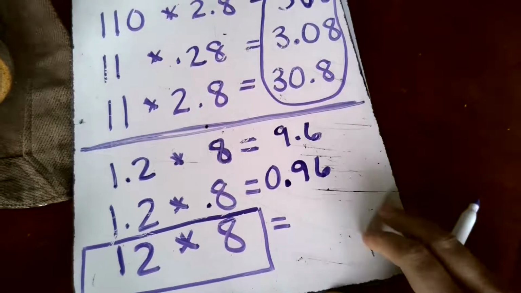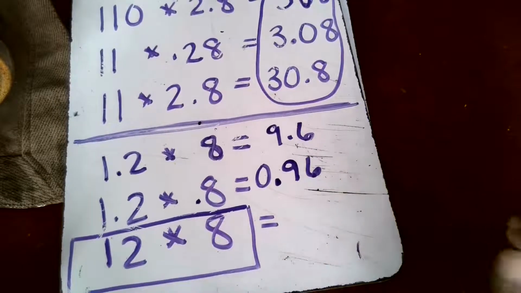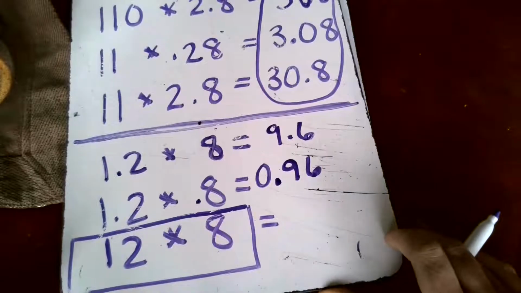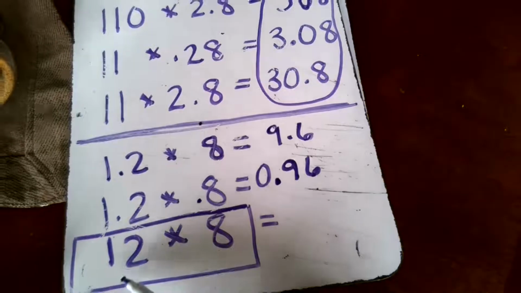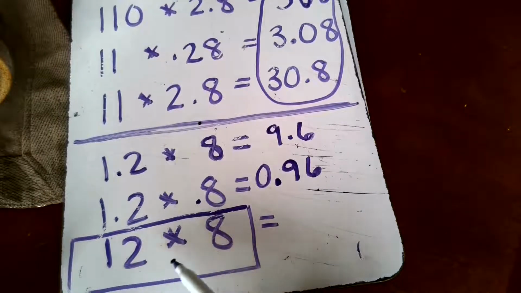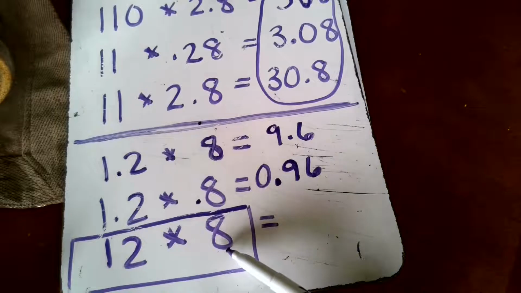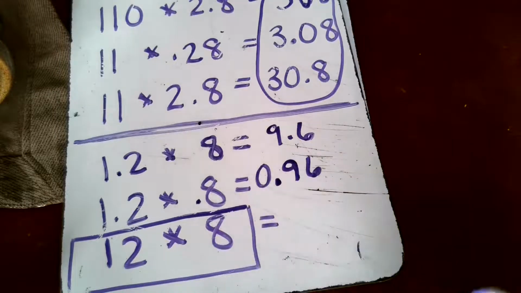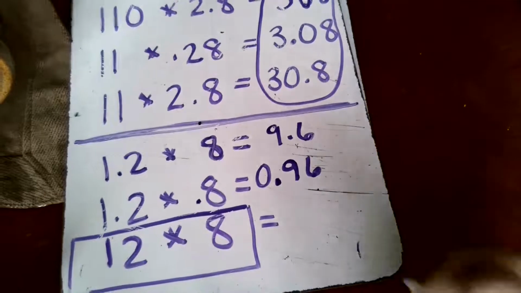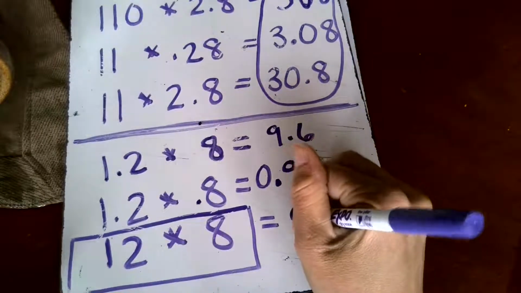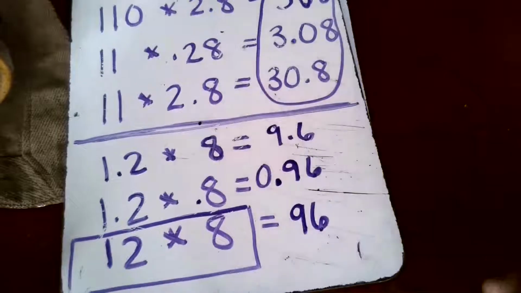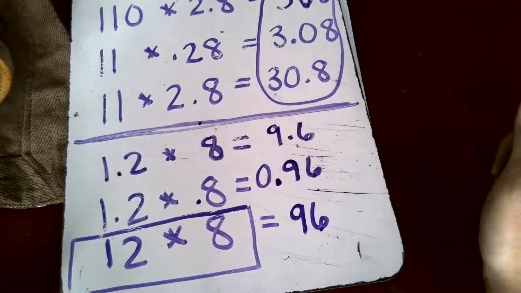Now for the last step, and if you notice, I put a big box around this because this is what we're going to do today. What we're going to do is take the decimals out. So I took the decimal out of 1 2/10, and now I just have 12. And I took the decimal out of 8/10, and now I just have 8. So now I can just do 12 times 8. If you have a calculator, you can do it. If you know your multiplication facts, you can also do it, and it's 96.